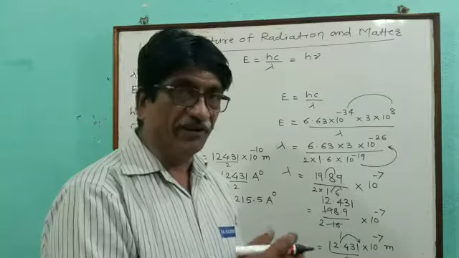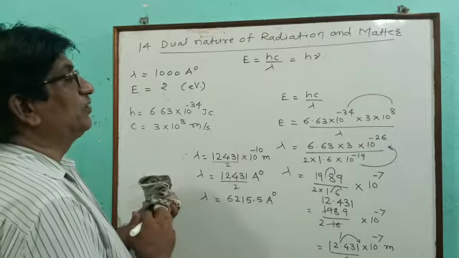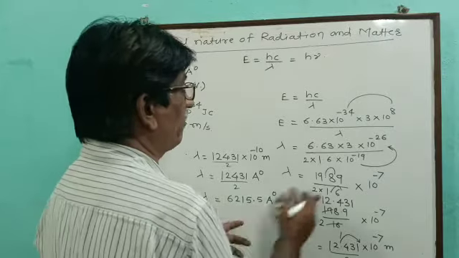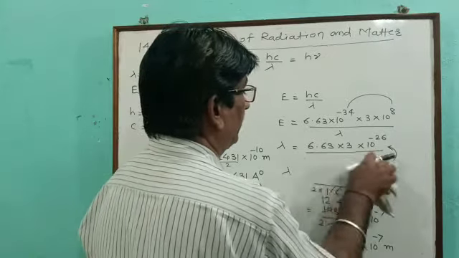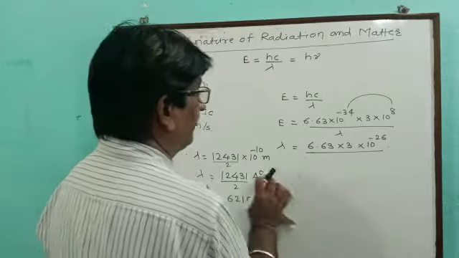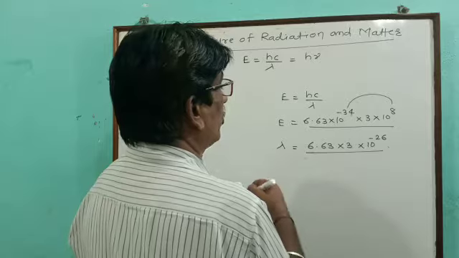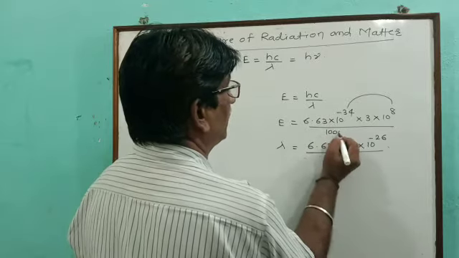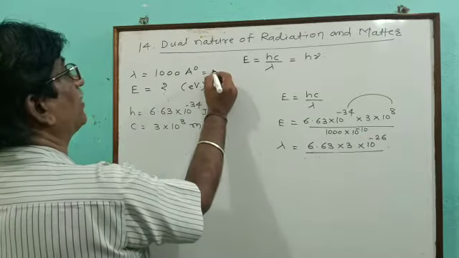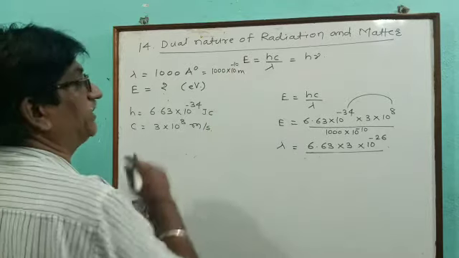If wavelength is given, what will be energy? So here we can write energy equal to hc upon lambda. So energy is equal to value of h, value of c and value of lambda, and lambda is given as 1000 into 10 to the power minus 10, because angstrom unit can be converted into meter, that is 1000 into 10 to the power minus 10 meter.